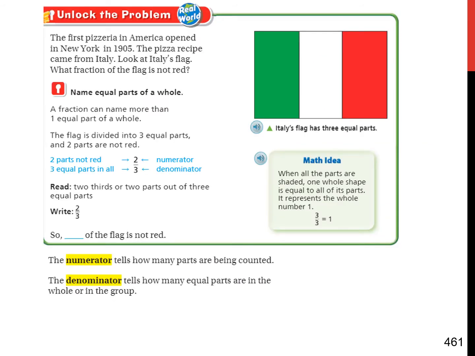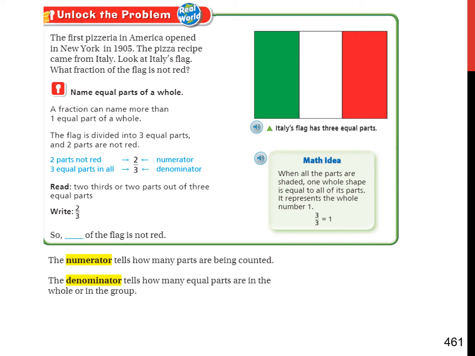My lovely students, open your books on page 461. Let's unlock the problem together. The first pizzeria in America opened in New York in 1905. The pizza recipe came from Italy. Look at Italy's flag. What fraction of the flag is not red?